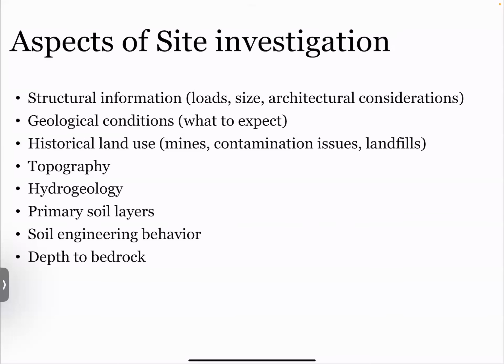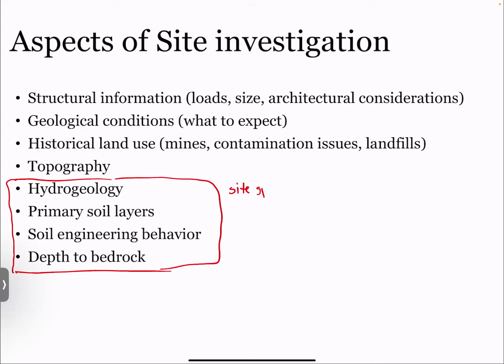Now, all of this right here, the hydrogeology, primary soil layers, depth to bedrock, this is when we start getting into some of the site-specific parameters, where we need to go from less regional and more local scale. So instead of knowing, okay, north of downtown Springfield area has these layers, we need to start really quantifying where these layers are or what these issues are. And this is where that subsurface investigation comes into play.